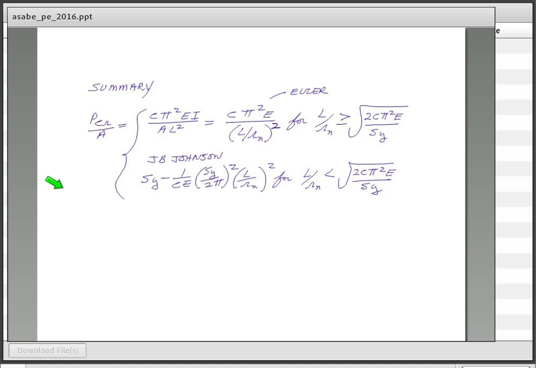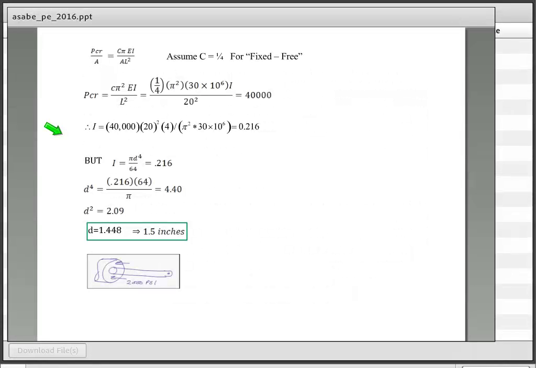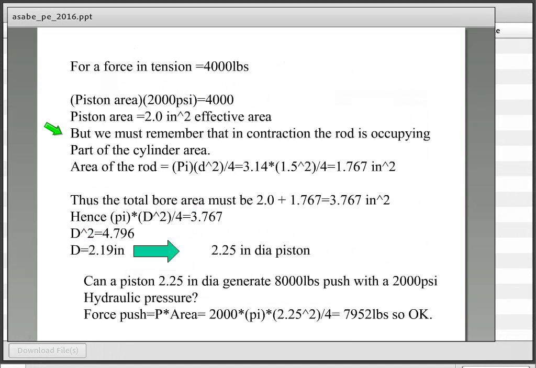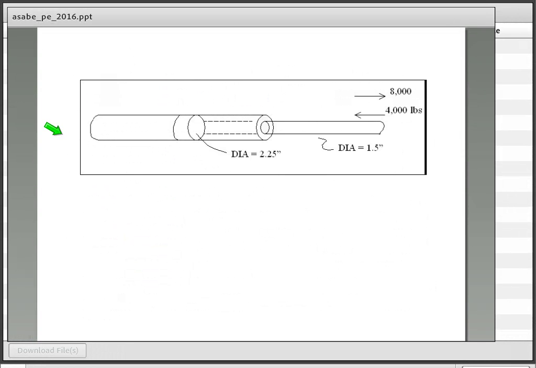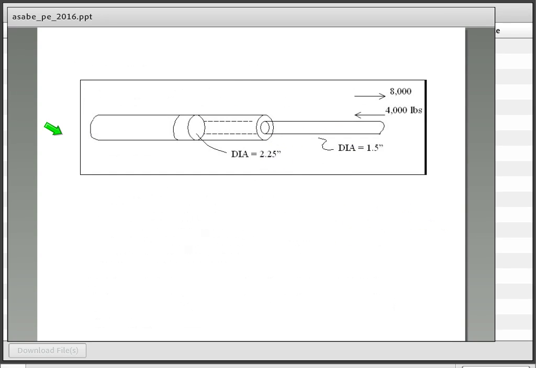If you have these equations handy and you're dealing with a column buckling load, I think from the example I've given you with the cylinder, hopefully you'll be able to figure out how to apply those. I walked you through the cylinder design, which I don't think we need to take time for here.